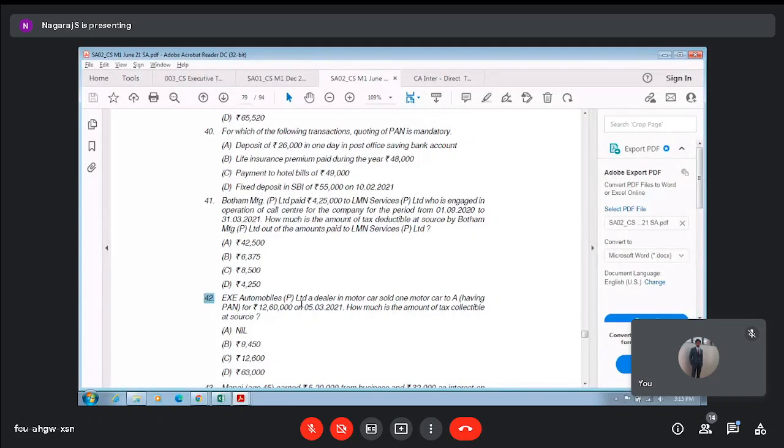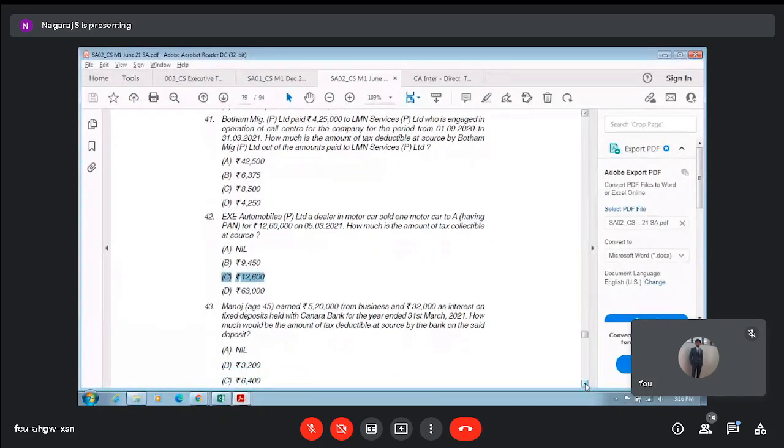EXE Automobiles Private Limited, a dealer in motor car. What should click to you? Dealer in motor car means TCS should click. What is the threshold limit for collecting TCS? 10 lakhs. What is the amount you should collect? 1%. 1% on what? Stamp duty value. How much is the value? 12,60,000. On this, 1% is how much? 12,600. See, all are easy. Only thing you need to remember. Yes or no?